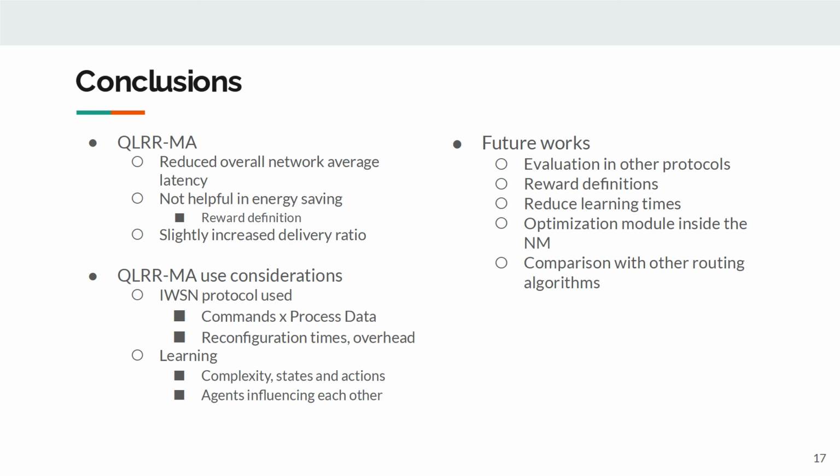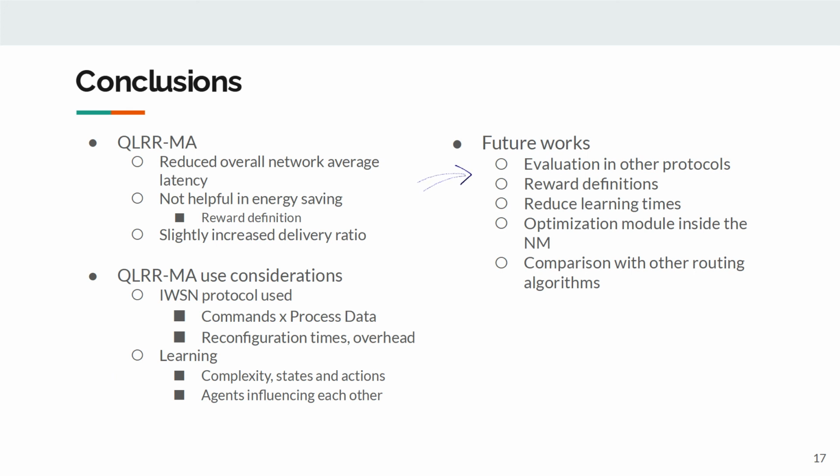So, about the conclusions, our approach reduced the overall network average latency in the topologies tested. It was not helpful in reducing energy consumption because of the rewards that we used. It slightly increased the packet delivery ratio. But when using this approach, we must consider the IWSN protocol used, since performance will be influenced by the protocol characteristics, like problems involving commands, times processed data, reconfiguration times, overhead, and so on. Also, the learning complexity and the states and actions defined must also be considered. Agents also influence each other and may cause problems.